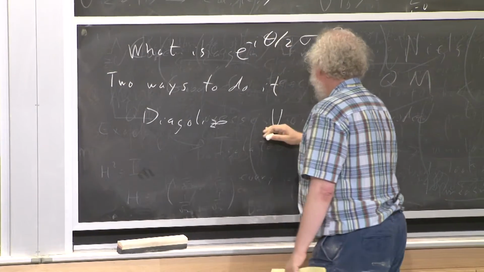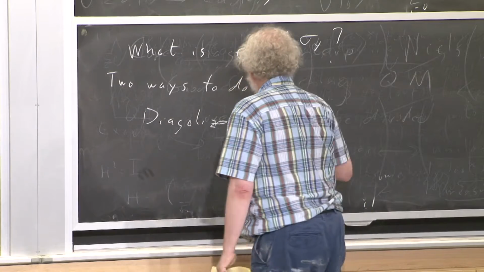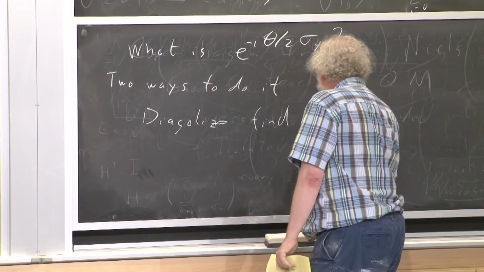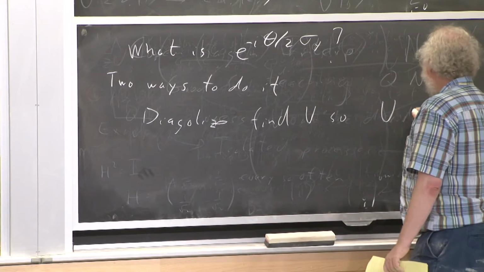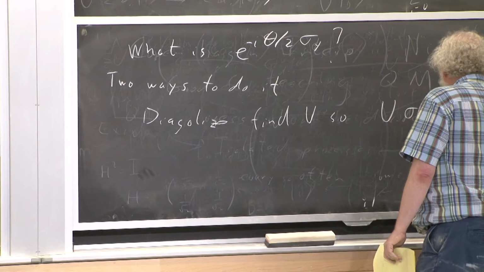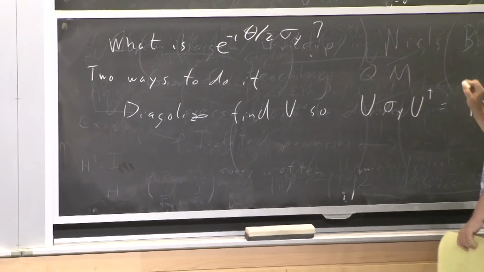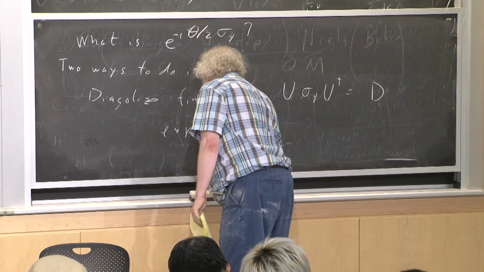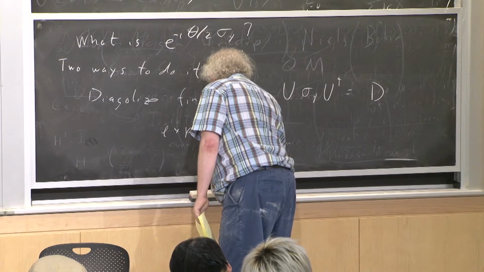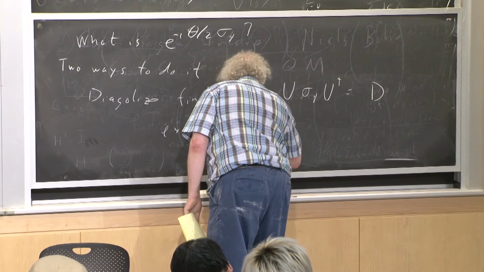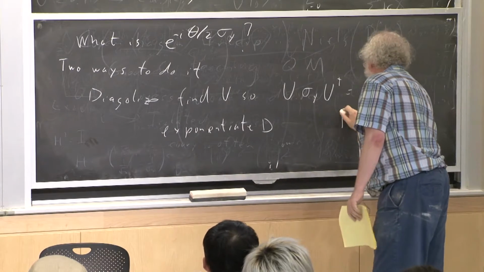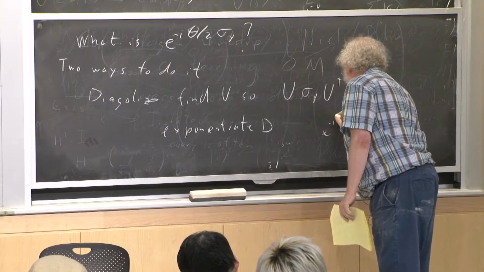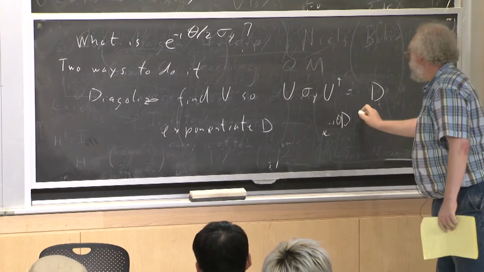So you find U, so U sigma y U dagger is equal to a diagonal D. Exponentiate D. So that gives you e to the minus i theta D over 2.